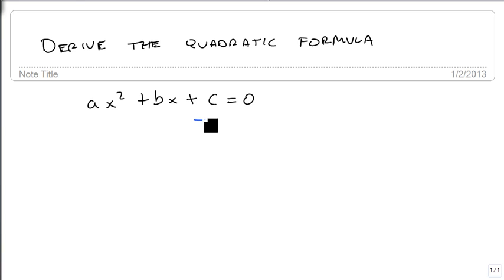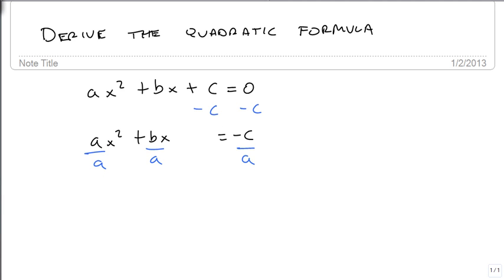So our first step is to move the constant. We don't like the constant on the left side. And the second step is we want to divide by a to make sure that we have just an x squared in front. You want to remember this because it is going to be important later on in this chapter.